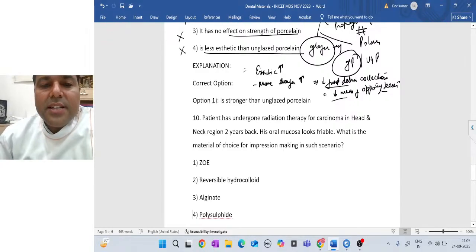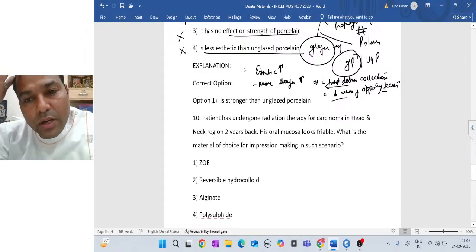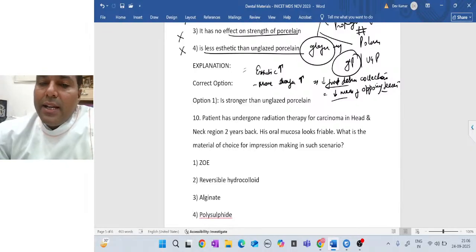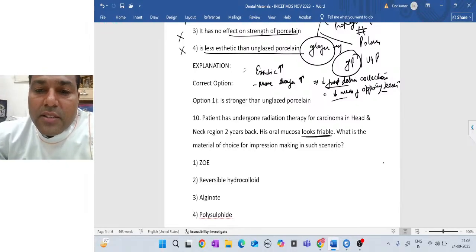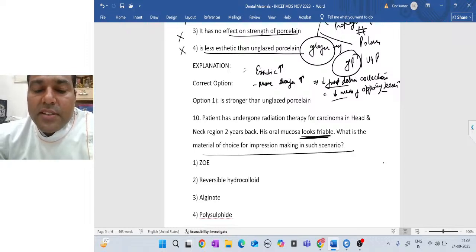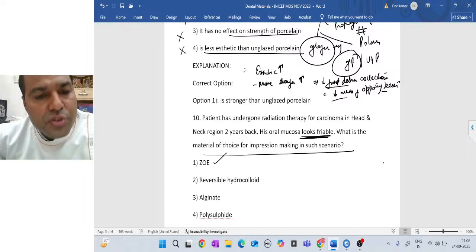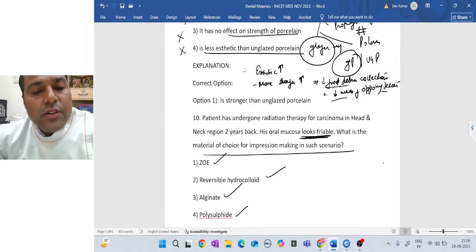Next question. Patient has undergone radiotherapy for carcinoma in head and neck region 2 years back and his mucosa looks friable. This is the catch. What is the material of choice for impression making in such scenario? Can you use ZOE? Can you use reversible hydrocolloid? Can you use alginate or polysulfide?